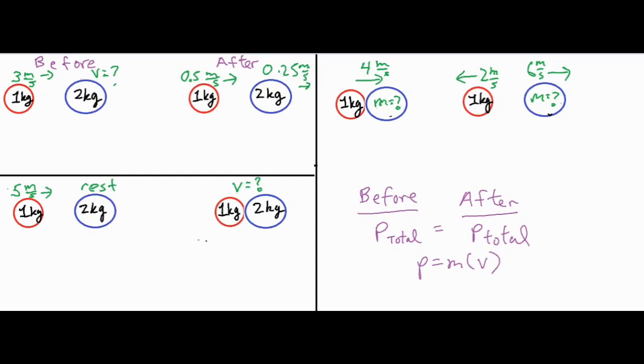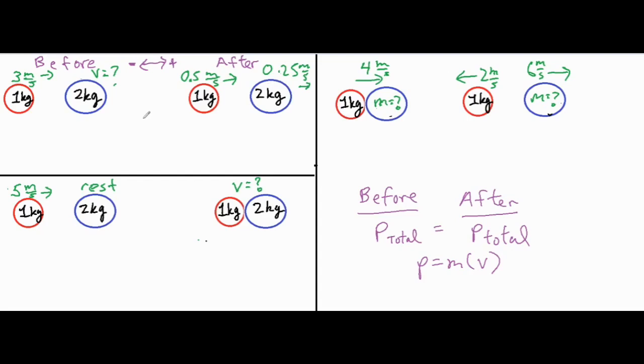Now, identify what you want to call positive and what you want to call negative. For this problem and all the rest of them, everything to the right is going to be positive and anything to the left is negative. So if I see any arrows to the left, I'm going to make sure I put a negative sign next to it. So I drew out everything. I have my 3 meters per second, my 0.5, and my 0.25. It doesn't look like I have anything to the left, so I'm going to leave them all positive.